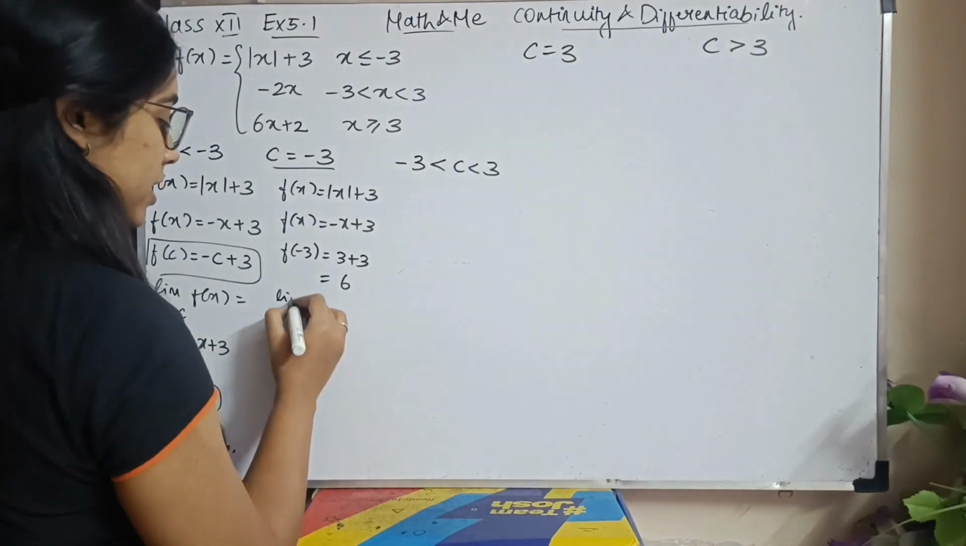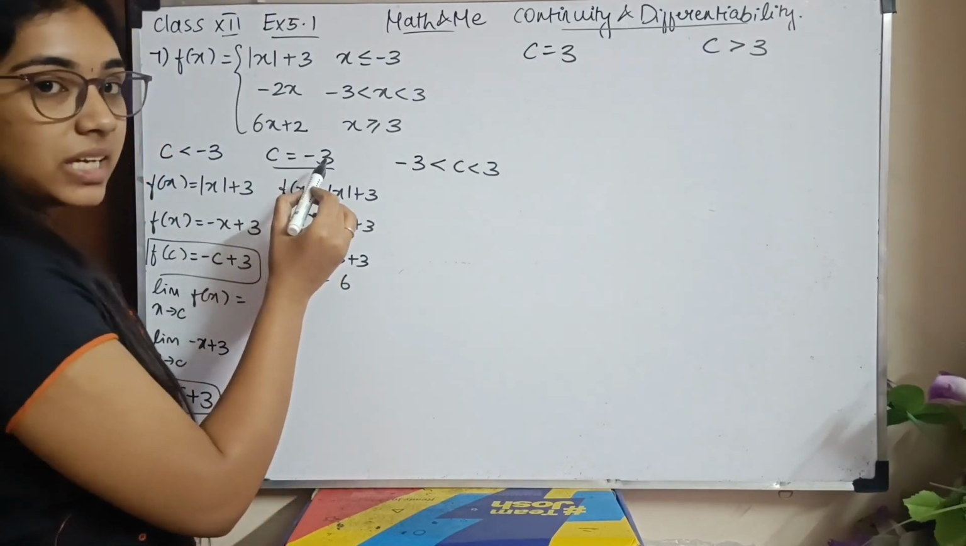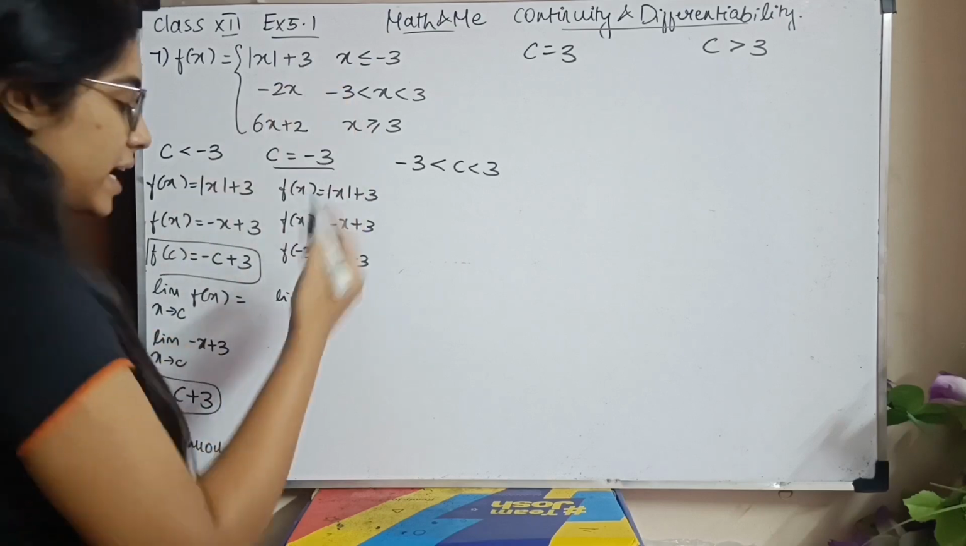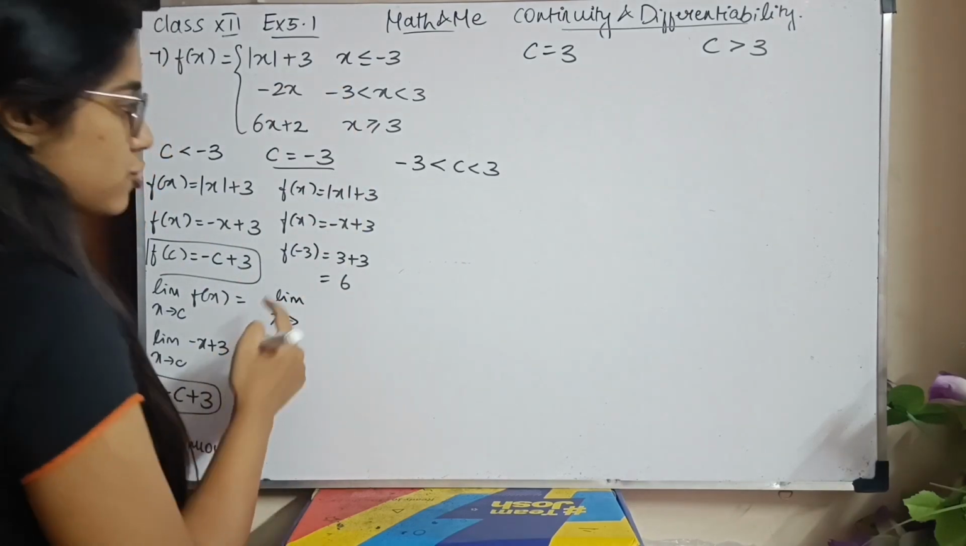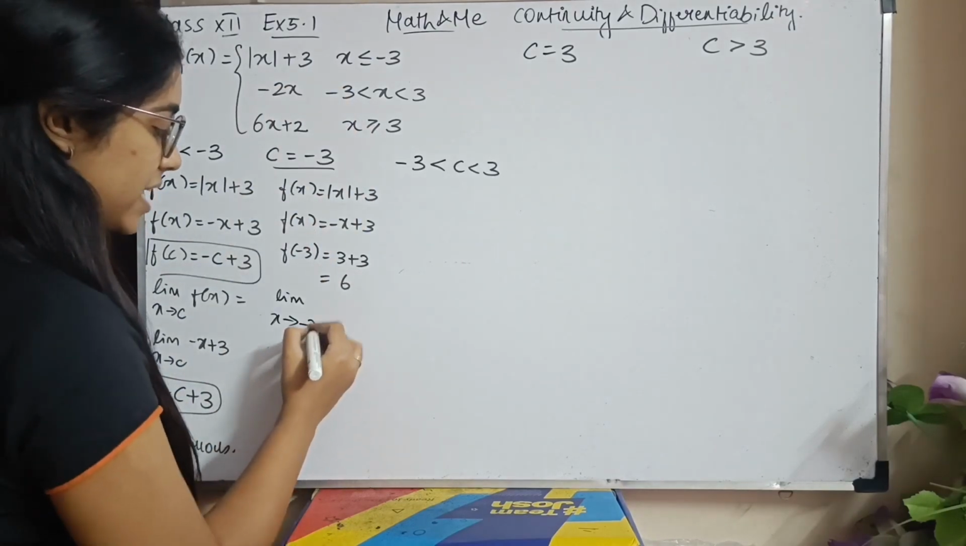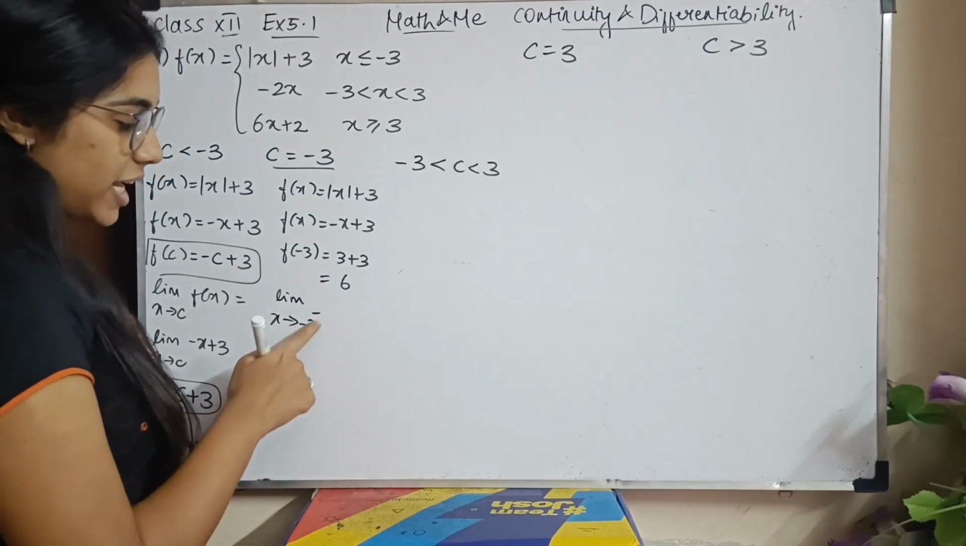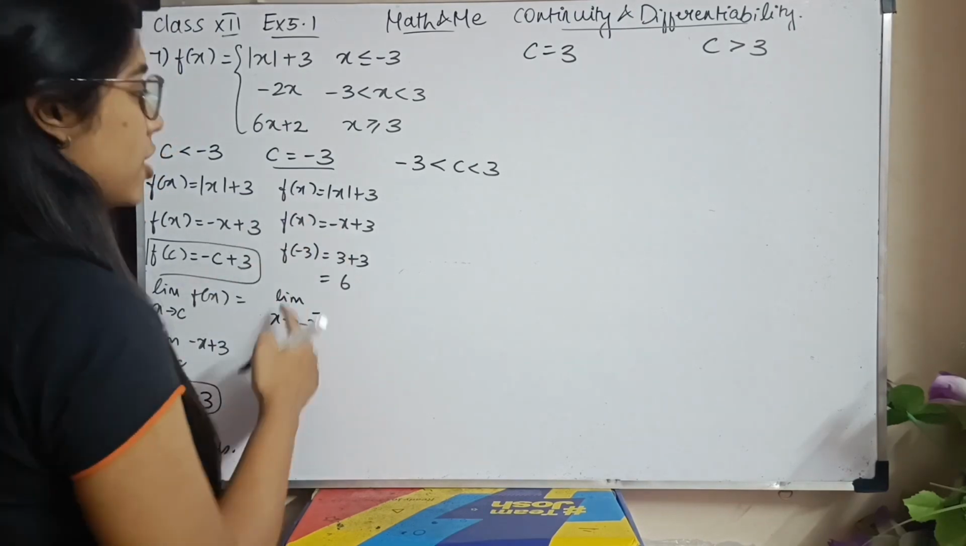What happens to my limit? I have to prove it at minus 3, correct? Then I need to take my left hand limit and the right hand limit. So, x tends to minus 3 minus. Minus 3 is the value and this minus is for the left hand limit of f of x.